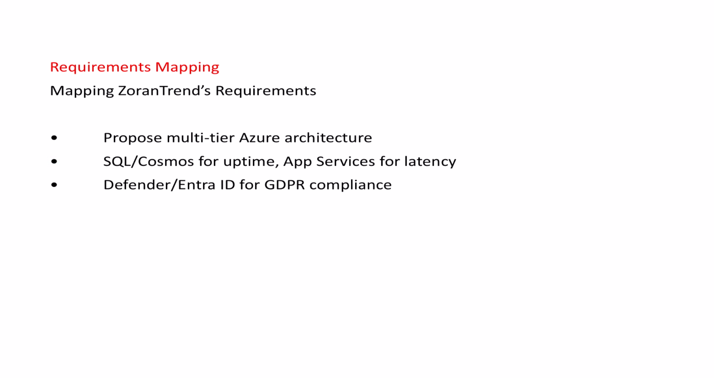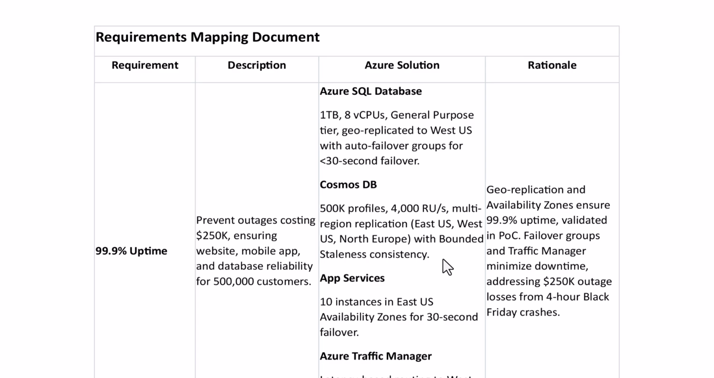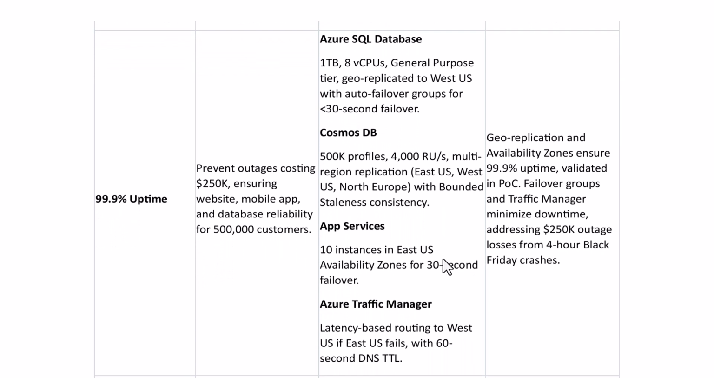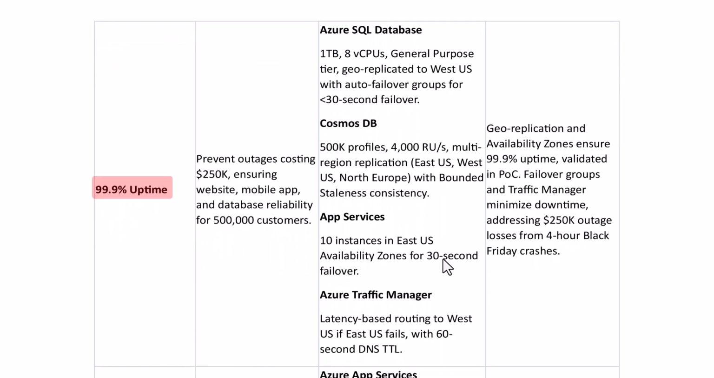The requirements mapping document translates Zoran Trend Retail's objectives into technical specifications. To ensure 99.9% uptime and avoid $250,000 outages, we propose Azure SQL Database, 1 terabyte, 8 vCPUs, geo-replicated to West US, and Cosmos DB, 500,000 customer profiles, 4,000 request units per second.